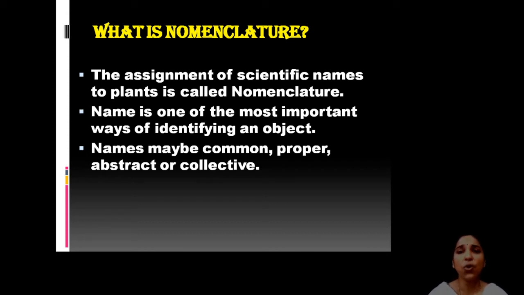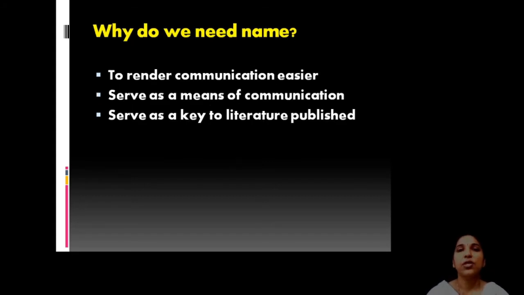Okay. So a name is very important to identify an object. If it is not proper, it will finally end in confusion. So we need a proper scientific name. This process is known as nomenclature. Okay. So why do we need a name? I already told you it is very important for communication. It's an important means of communication and it serves as a key to the literature published. Okay. So in order to search for details, a description of a plant, we need its name.